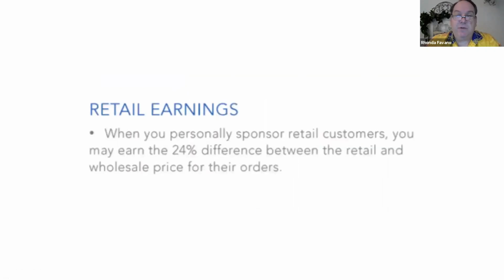And then retail earnings, when you personally sponsor retail customers, you earn 24% of the difference between retail and wholesale. A lot of people think it's 24% or make the mistake that it's 24% of their order, but it's not. It's the difference between wholesale and retail. So you guys know most products, the wholesale is equal to the PV, but you know that there's some products that it's not, okay? So it's the difference, or if something's on sale, it's going to be the difference between the retail and the wholesale, not the OGV technically. So those are just some things I think you need to know from that brochure.